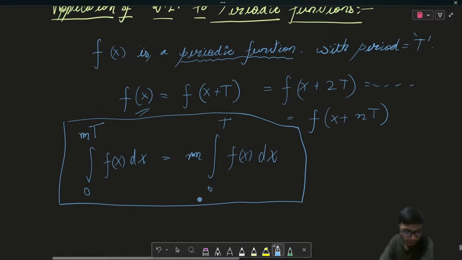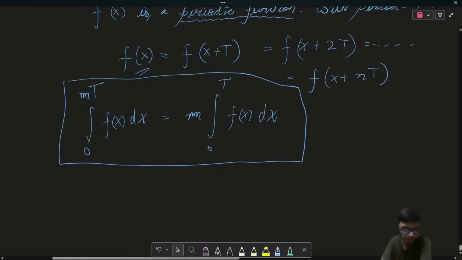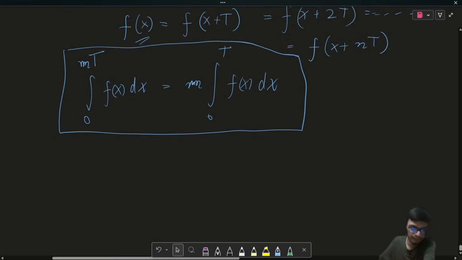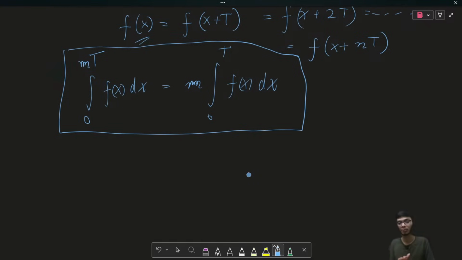So let's now take up the other properties as well. Now let us discuss what happens if we have a constant involved with the limits of the integral. Let us quickly discuss this, and I'm going to prove it with the help of a simple example. So let's take an example first of all.